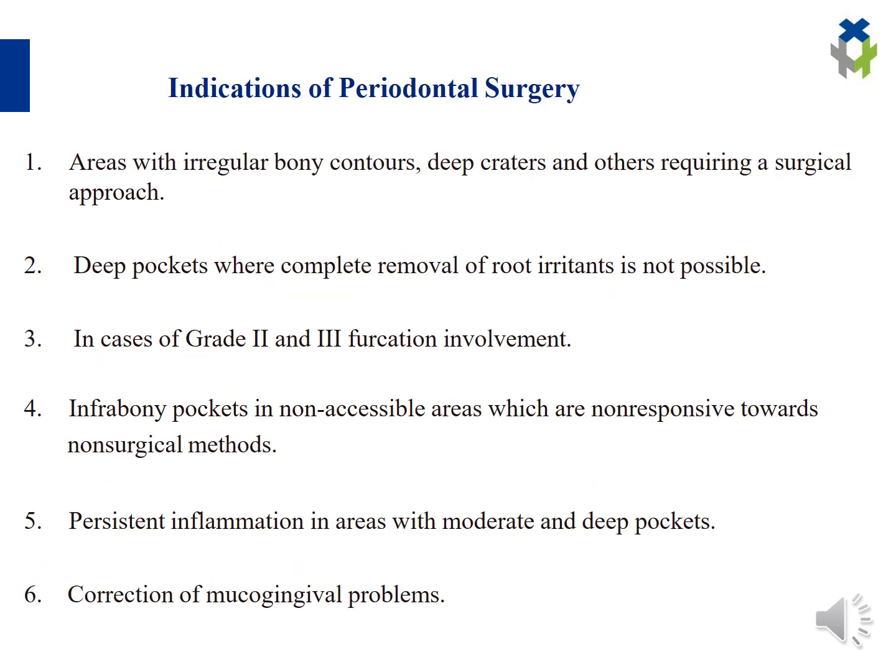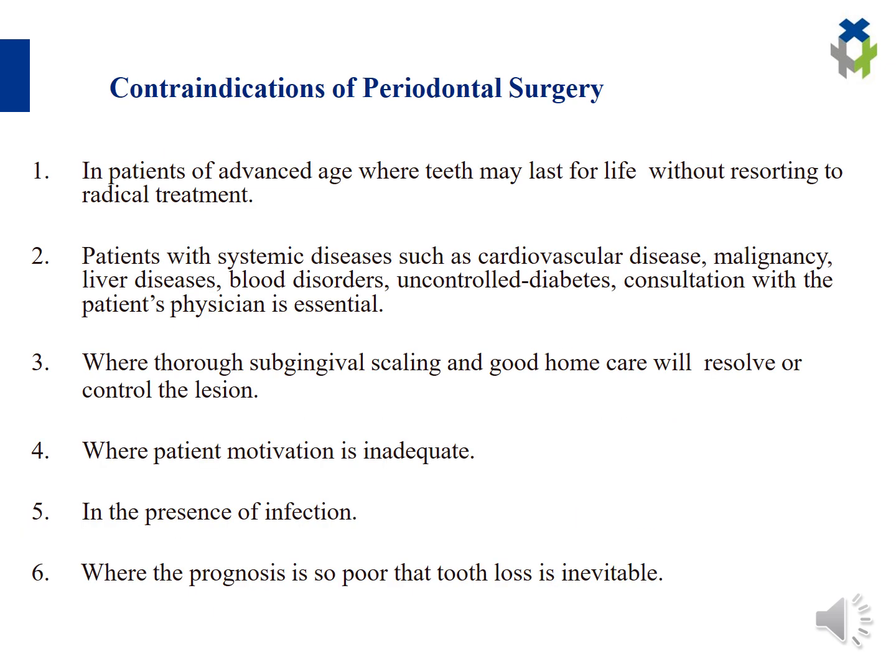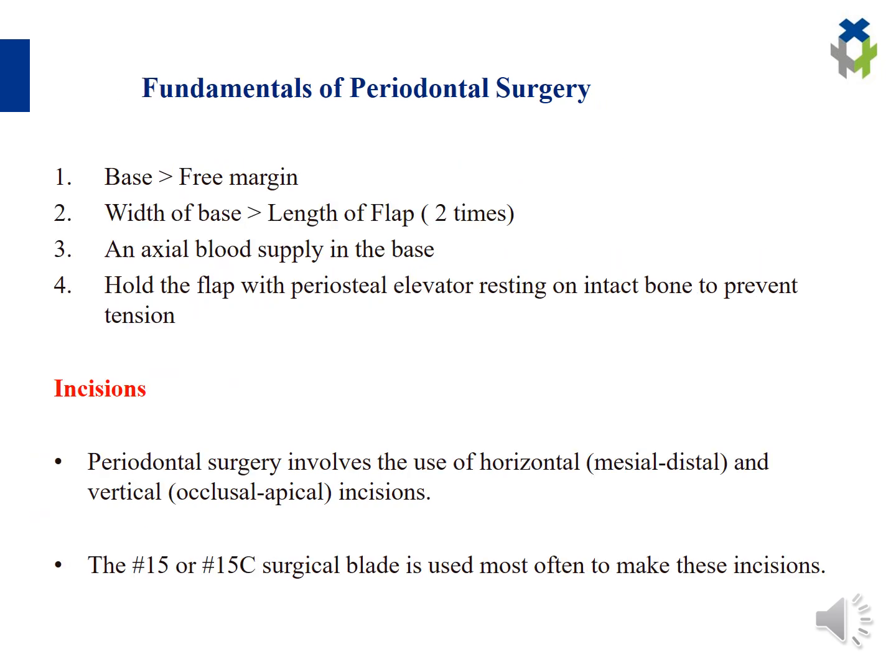Indications include correction of mucogingival problems, persistent inflammation with deep pockets where phase 1 therapy has not worked, grade 2 and grade 3 furcation involvement, areas with irregular bony contour, deep craters, and other requirements. Contraindications include patients with systemic problems like CVS, CNS problems or malignancies, patients of advanced stages where the tooth would be lost for life without restoring the radical treatment, and presence of active heavy infections where patient motivation is inactive, with results in phase 1 therapy itself. Fundamentals like base is more than free margins.